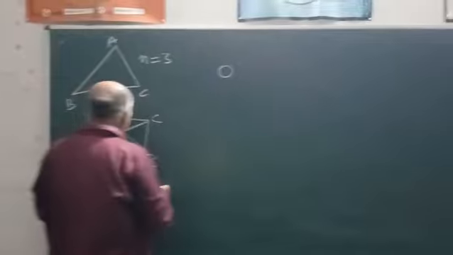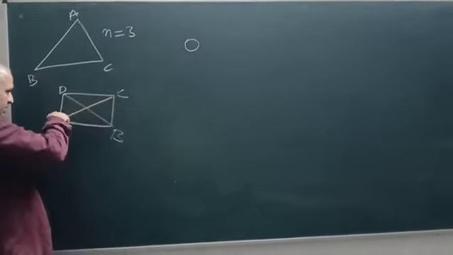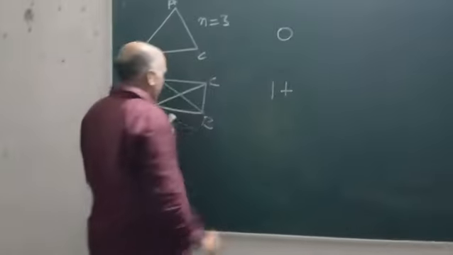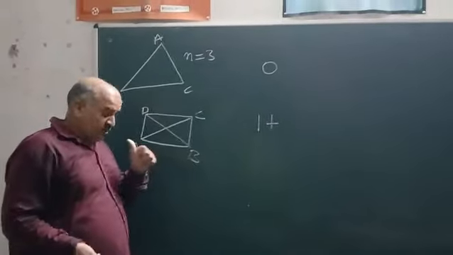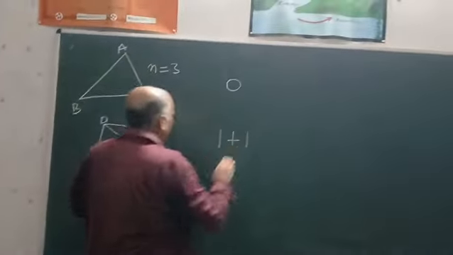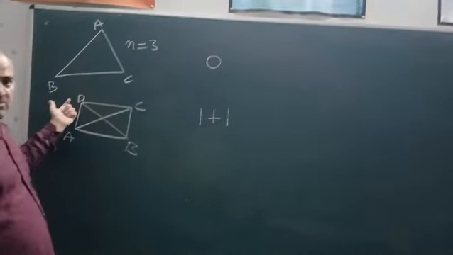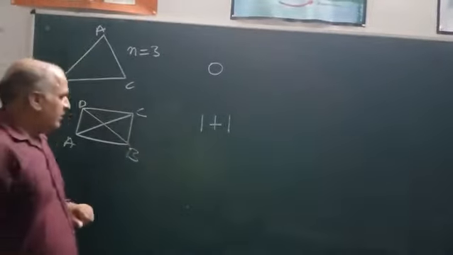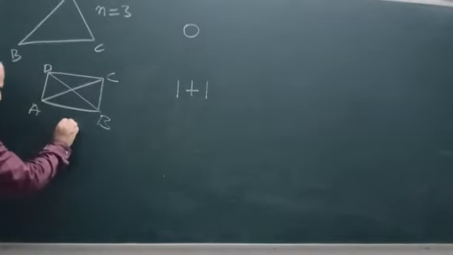Let us count them. Let us start from A. There is one diagonal which is starting from A. Let us also count the diagonal from vertex B. There is one more diagonal. From C there is also one, but it is already counted. And the same is the case with the diagonal from vertex D, which is already counted. So now let us draw a pentagon.